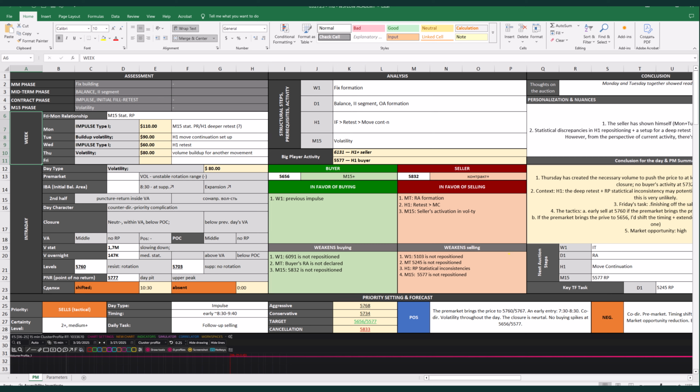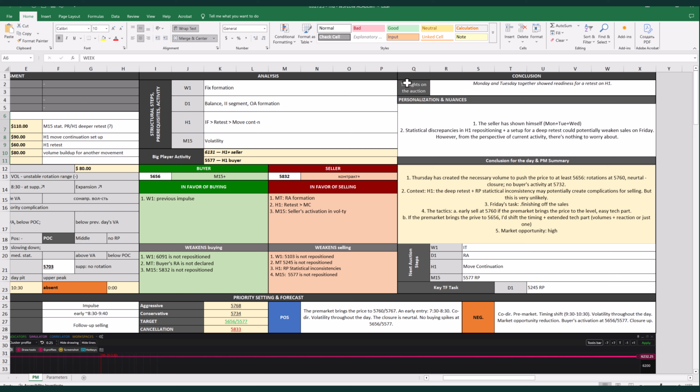Now, pay attention to this conclusion part. Conclusion part, okay? Here we personalize everything and make our trading decisions based on all our analysis. We determine our trade direction. What are we doing? Are we selling or buying?